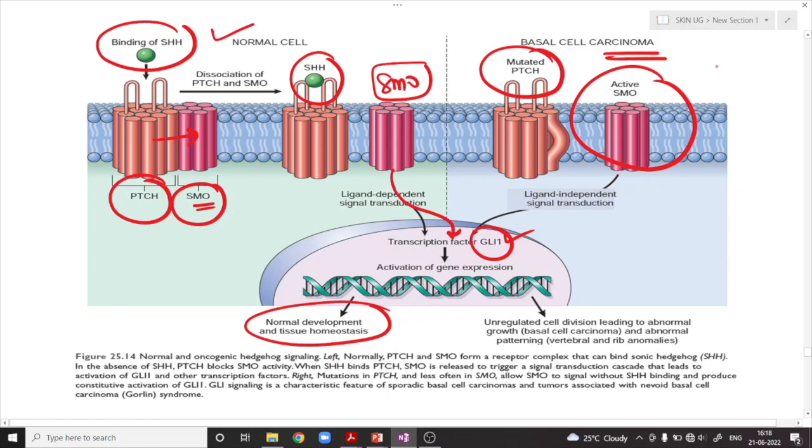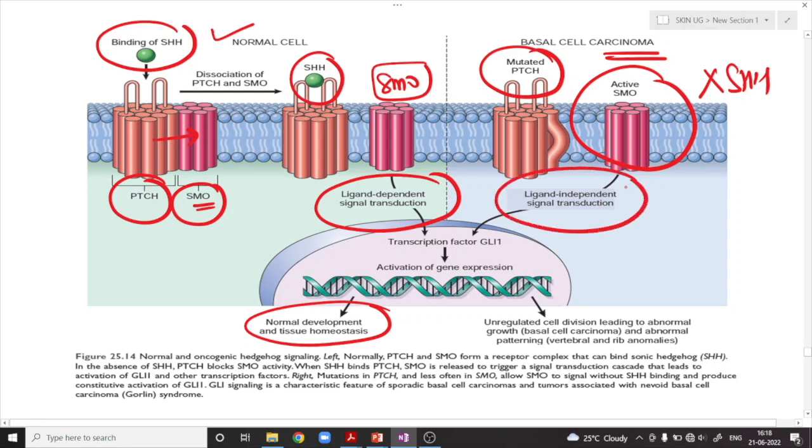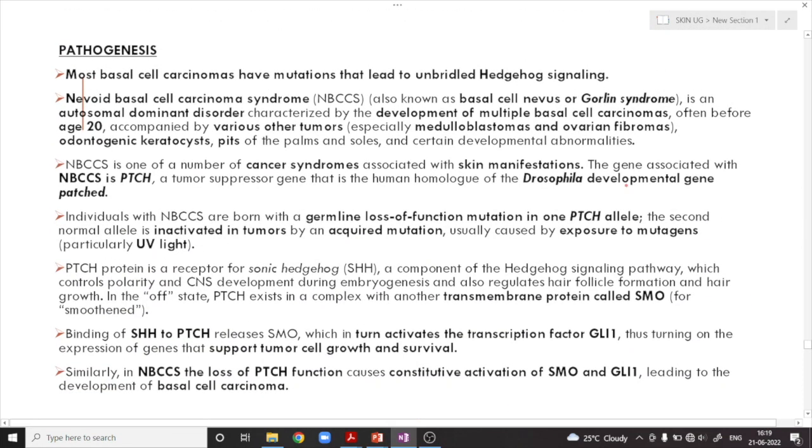So in spite of the absence of SHH, the SMO is causing activation of the transcription factor GLI1, activation of gene expression and cell division. In normal individuals, the process is dependent on SHH, so we call it ligand dependent signal transduction. But in basal cell carcinoma, there is ligand independent signal transduction, as we can appreciate. So this is very important with regards to basal cell carcinoma. I hope this pathogenesis is clear.